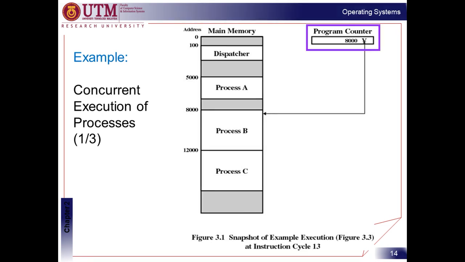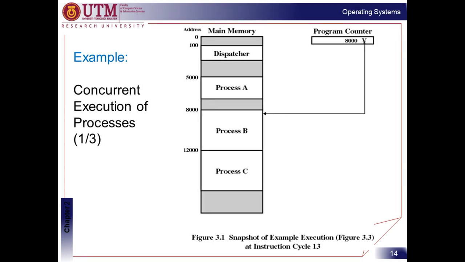The program counter, also known as the instruction pointer, keeps track of the address of the next instruction that the CPU needs to execute. In our example, the program counter is pointing to address 8,000. This means that the next instruction to be executed is in the memory section that is assigned to process B.